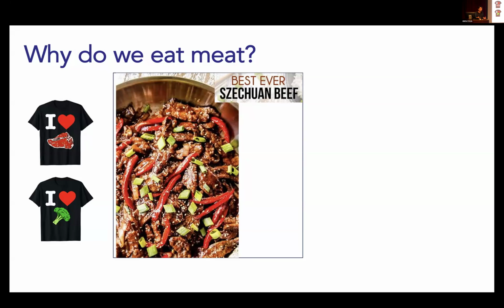But the question is, why do you want to eat meat? And it's interesting. One of my daughters says, I don't really like the taste of meat. And I just don't get it. Why is meat so delicious?